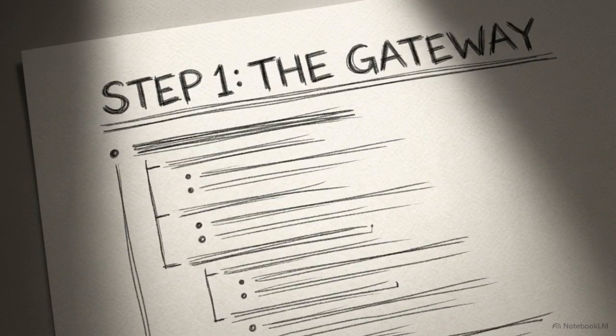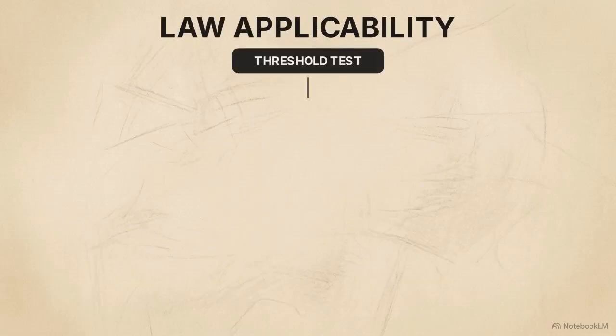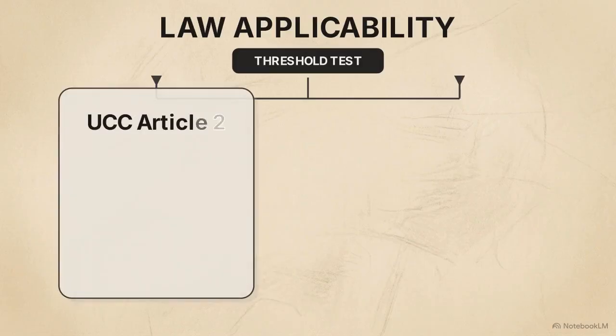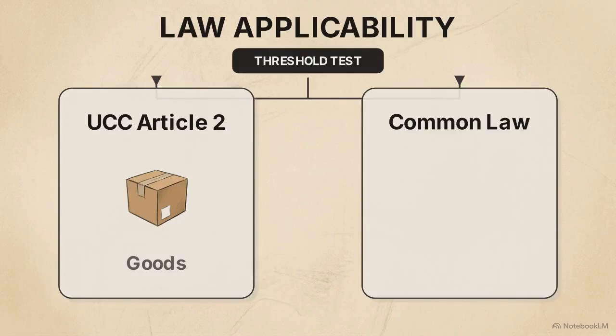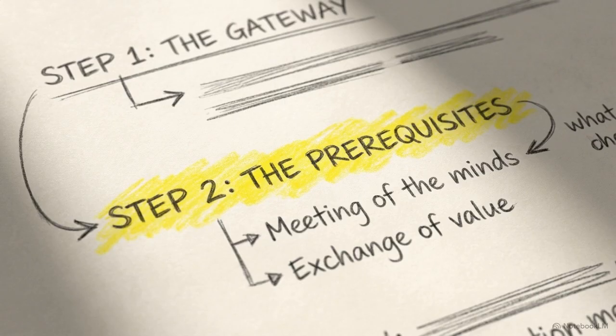Look at this document. Your very first header must always be Law Applicability. Under this header, establish the threshold test. Article 2 of the Uniform Commercial Code applies to contracts involving goods, while the common law applies to services and real estate. Once that is set, add your second header, Contract Formation.